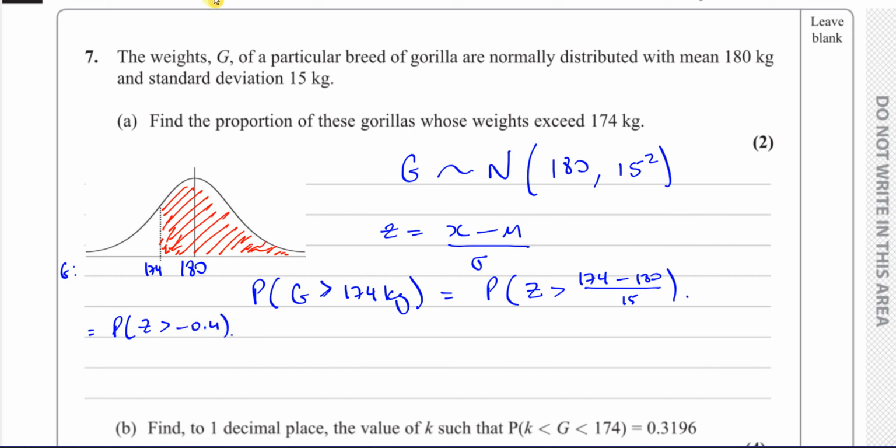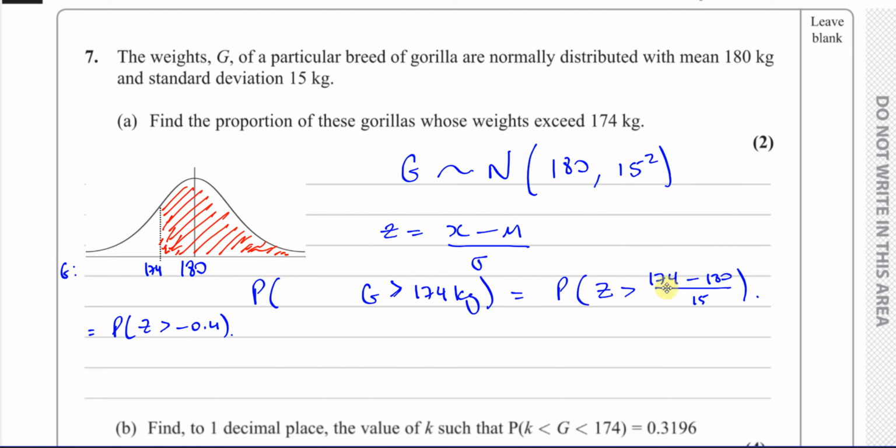So we can say here, just make a bit of space here, that the standardized value, the Z value of the mean is 0, of course, and now this value is 0.4 standard deviations below the mean. Okay, so now I need to find the area which is to the right of this value, minus 0.4.